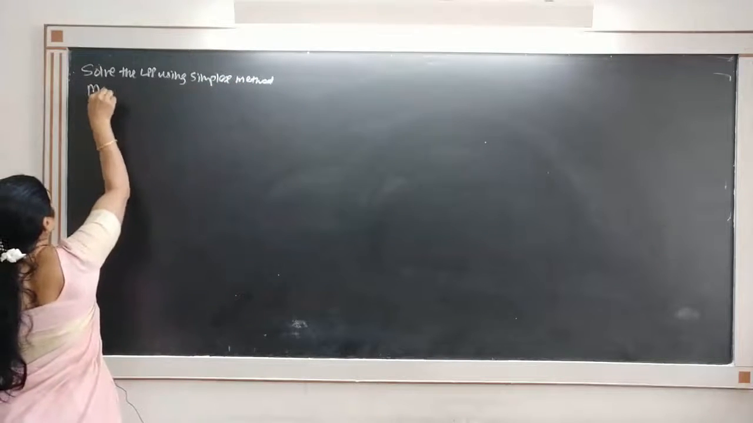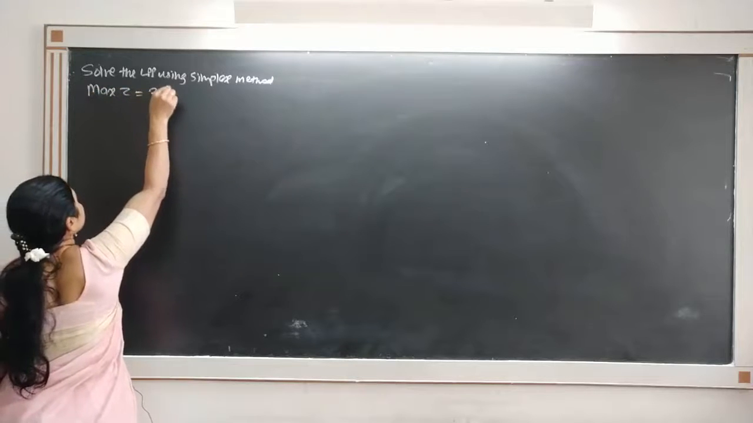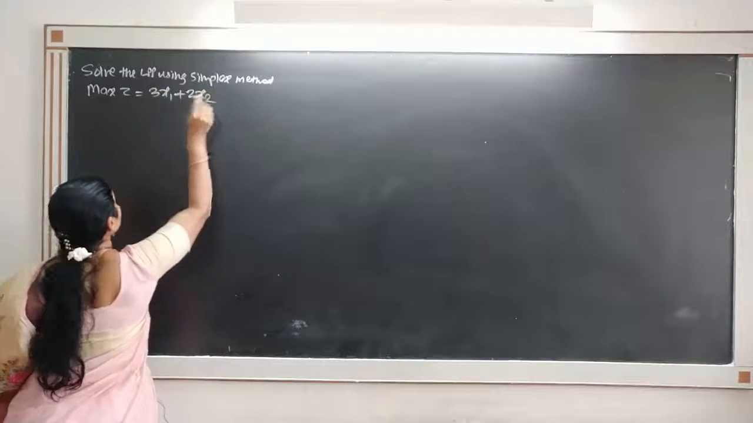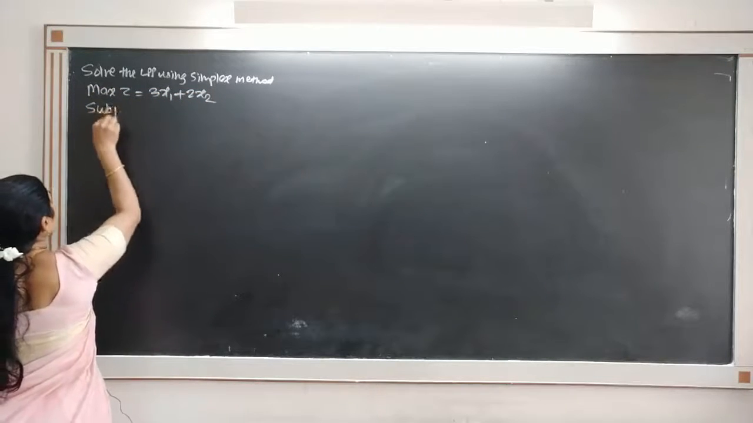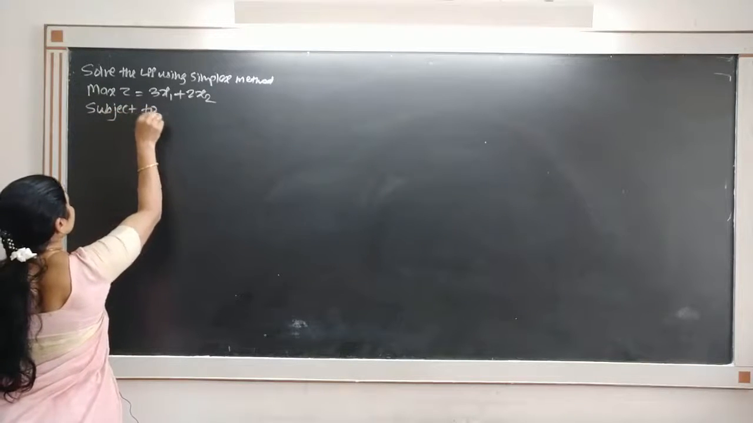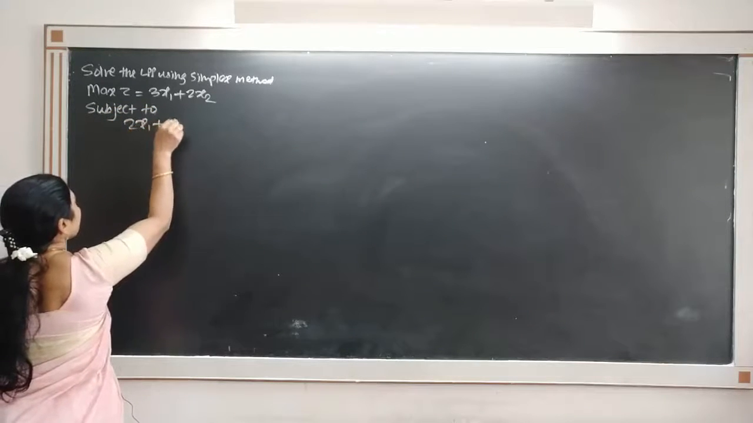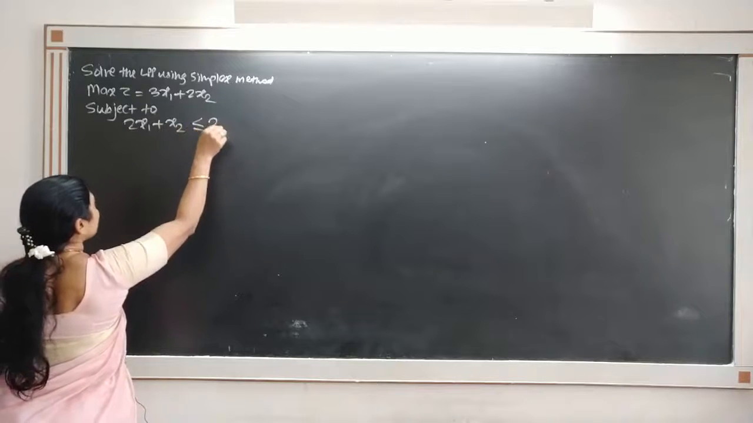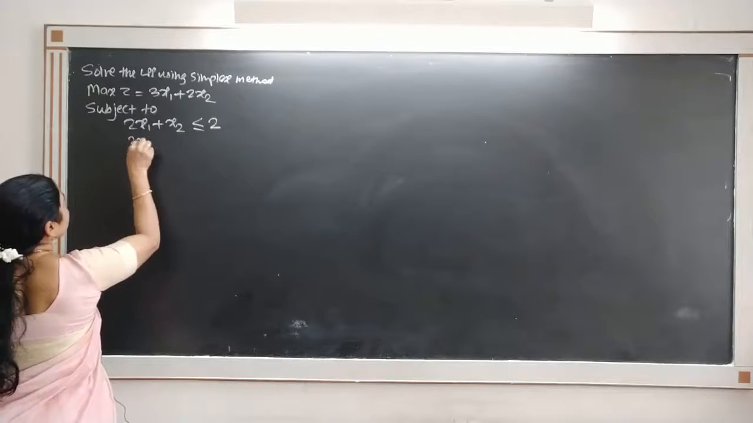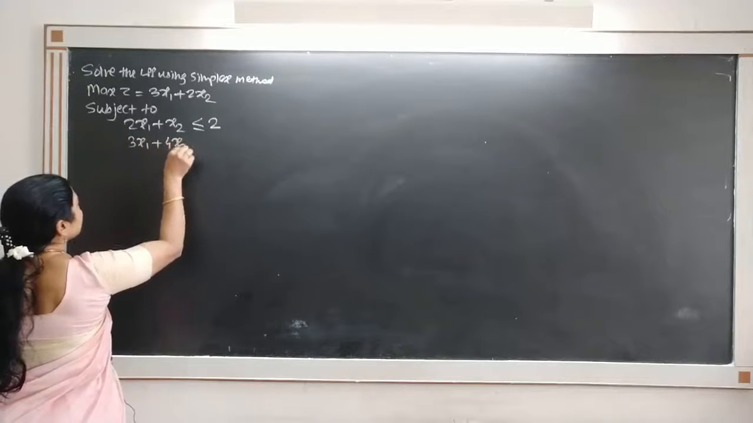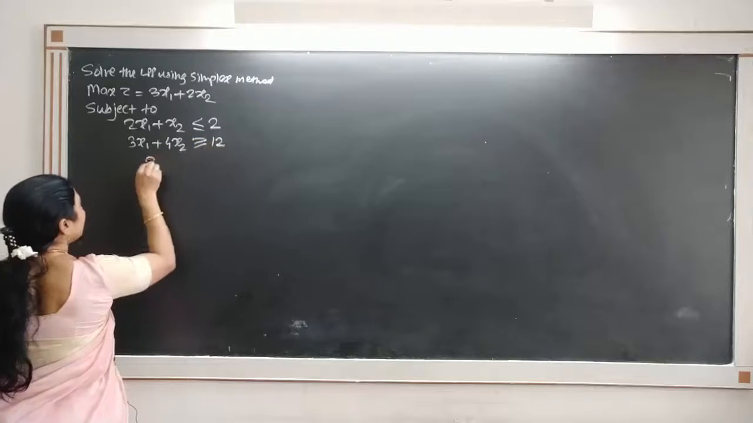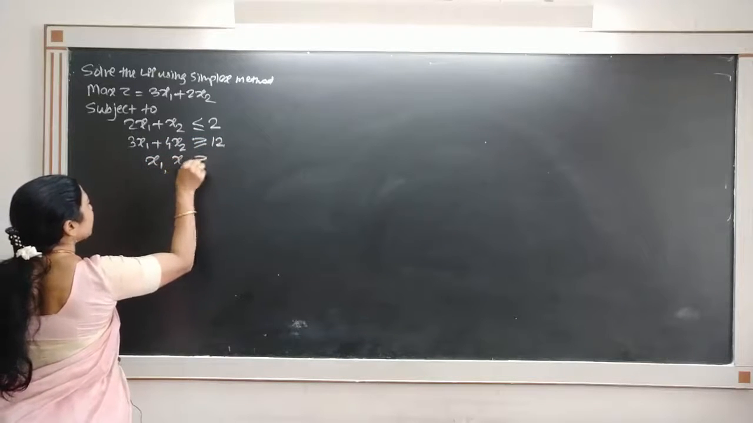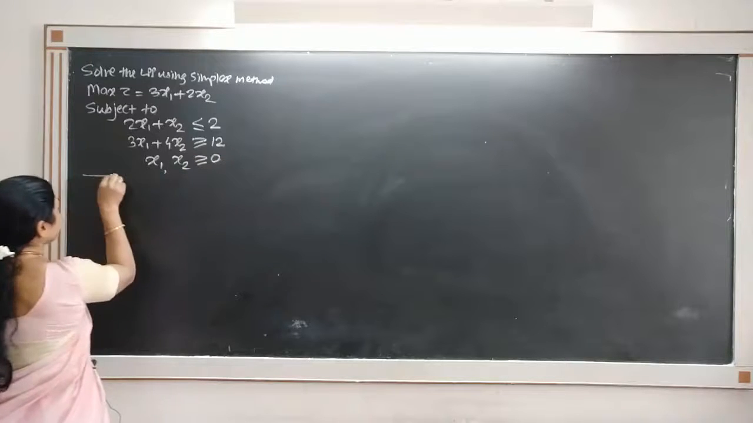Maximize z is equal to 3x1 plus 2x2 subject to constraints 2x1 plus x2 less than or equal to 2, 3x1 plus 4x2 greater than or equal to 12, x1, x2 greater than or equal to 0.